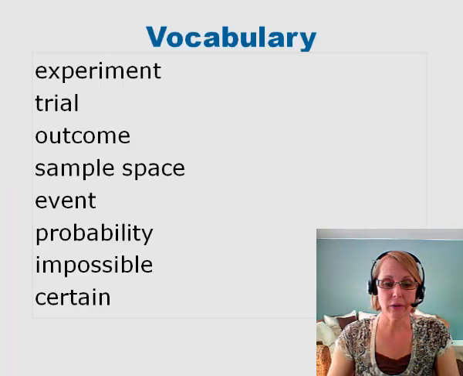We have 8 vocabulary words. I would either have done those definitions prior to starting this video or do them afterwards by looking in the glossary of your textbook.